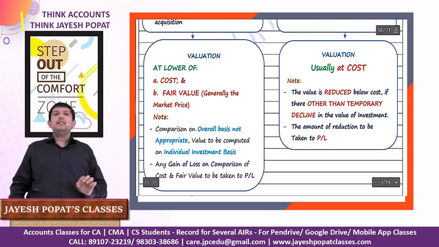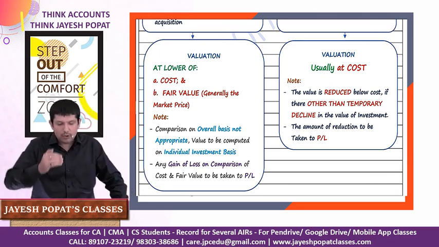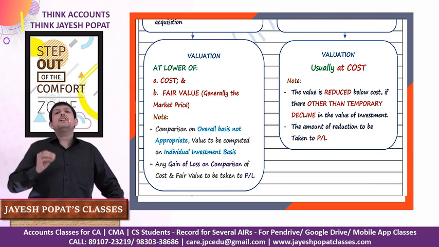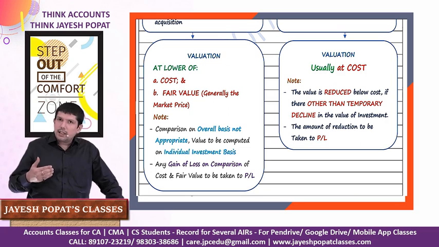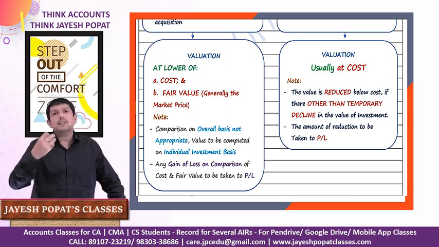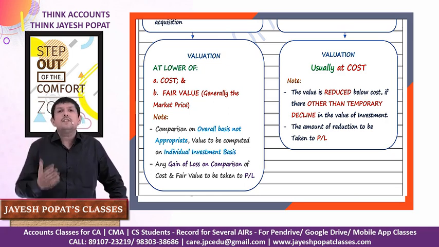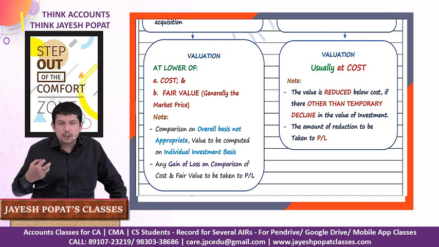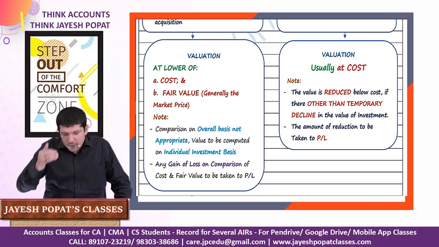Current investments have to be valued at lower of cost or fair value. Fair value is generally the market value of the investment. This again is on the basis of prudence and conservatism, where if the market value of the investment is less than our cost, there is a probable loss which we may face in future, and therefore we'll recognize that loss upfront. So current investments have to be valued at the lower of cost and fair value.